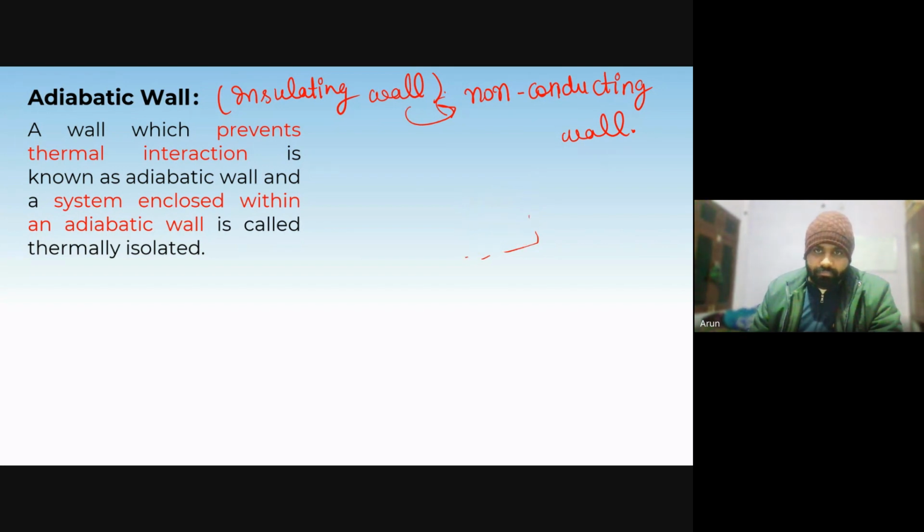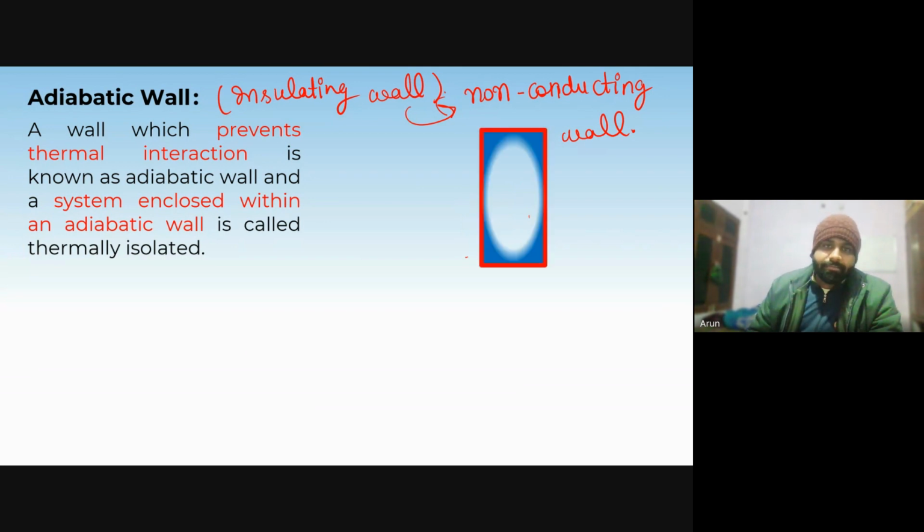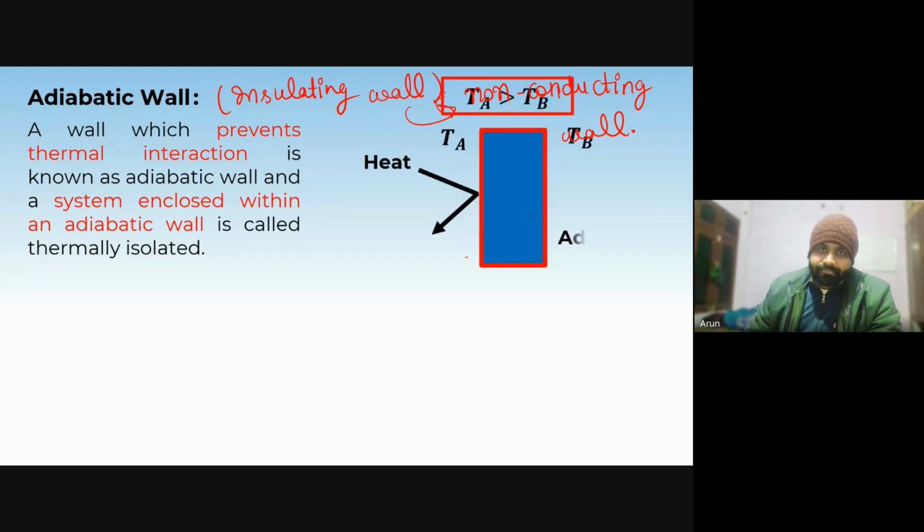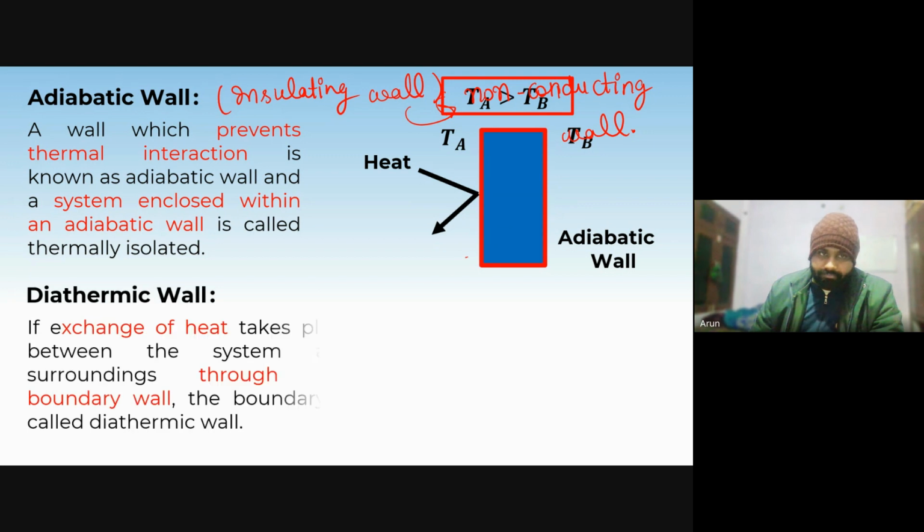Now, the another kind of wall that we have, here heat will be reflected from this boundary. Neither can heat come in, nor can heat go out. That type of wall is adiabatic wall or non-conducting wall. Now, what is diathermic wall? Opposite to the adiabatic wall, it is a conducting wall. Just remember simply, it is conducting wall, which allows the heat transfer or the exchange of heat. That boundary or that wall is termed as diathermic wall.